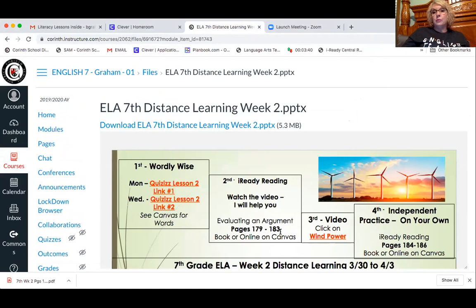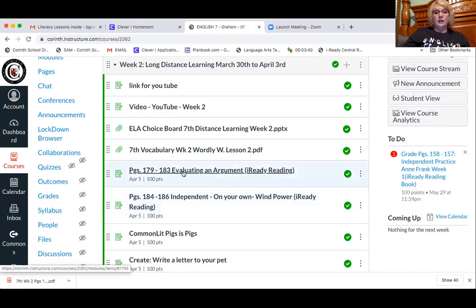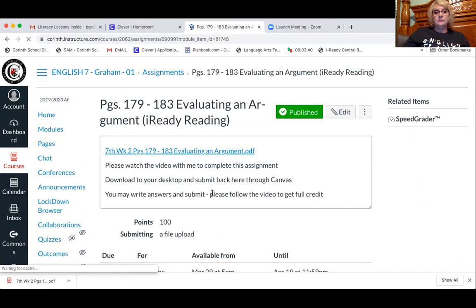So if you have your workbook, go ahead and get your workbook out. If not, go back here and go to this section, pages 179 to 183, evaluate an argument. Pull those up. Go right here and go ahead and click here and download that to your desktop.